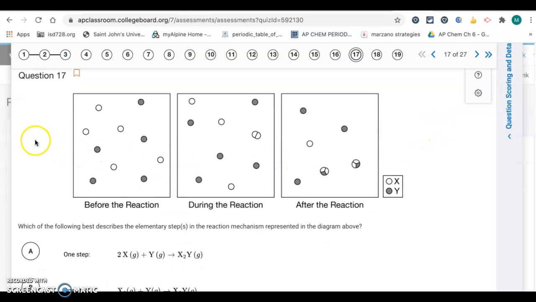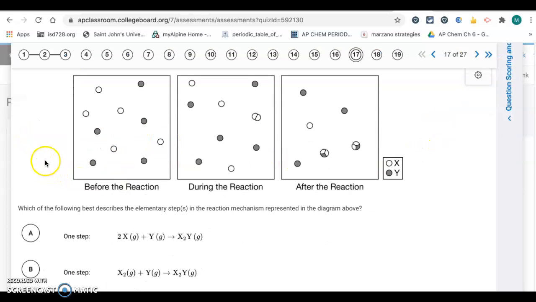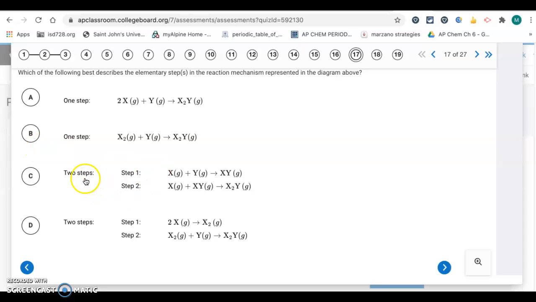Okay, number 17. Now with this, it's talking about what type of mechanism might happen for this. Now, the key on this one is that during the reaction, we get these X2 molecules that are produced. So we don't have that at the beginning, we don't have that at the end. That tells us that this X2 right here is going to be an intermediate. So that means it's got to be two steps, and then we're producing these X2 molecules as an intermediate. So that's going to be letter D.